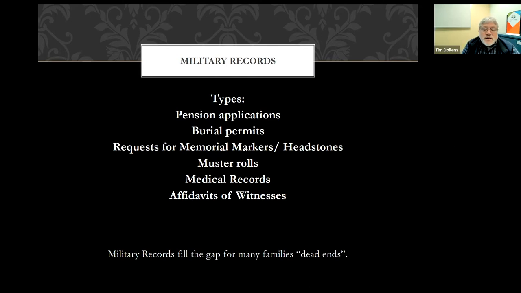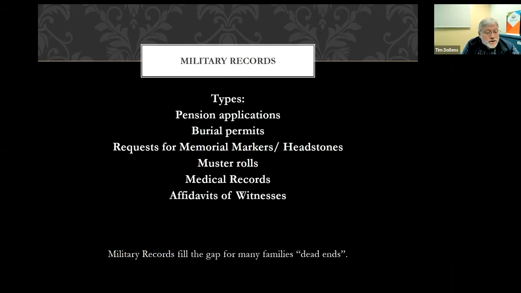Okay, so military records offer a treasure trove of records on people who've just died, because when a person dies, whether in battle or after battle, and they've gotten a pension, there's all kinds of records on military personnel because they're getting benefits, generally from the federal government. So you see the types of records we're going to go through in just this one category: pension applications, burial permits, requests for memorial markers and headstones, muster rolls, their medical records, which tell all their ailments, and of course affidavits of witnesses, and those witnesses are generally family, friends, and close associates. So those again are putting your ancestor in a time and a place.